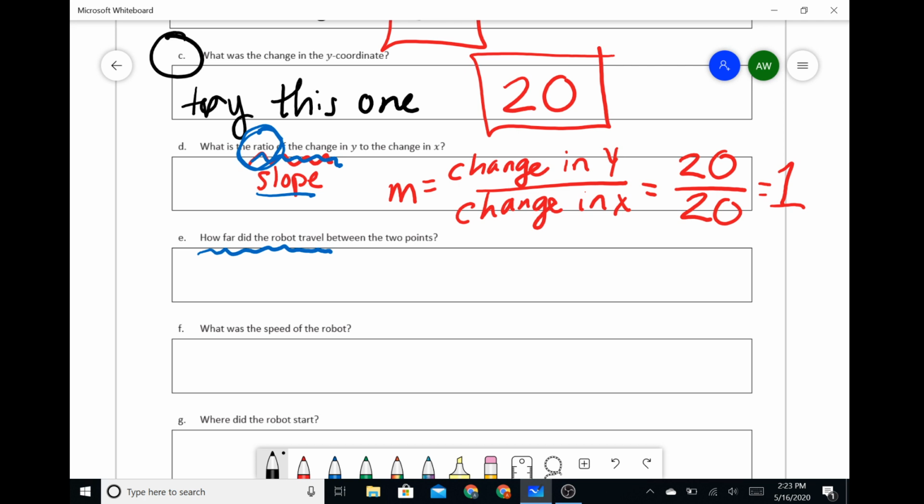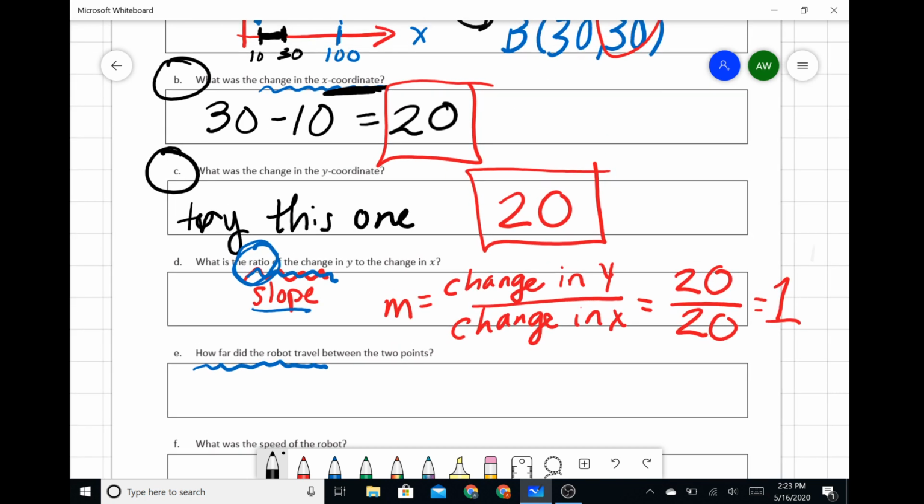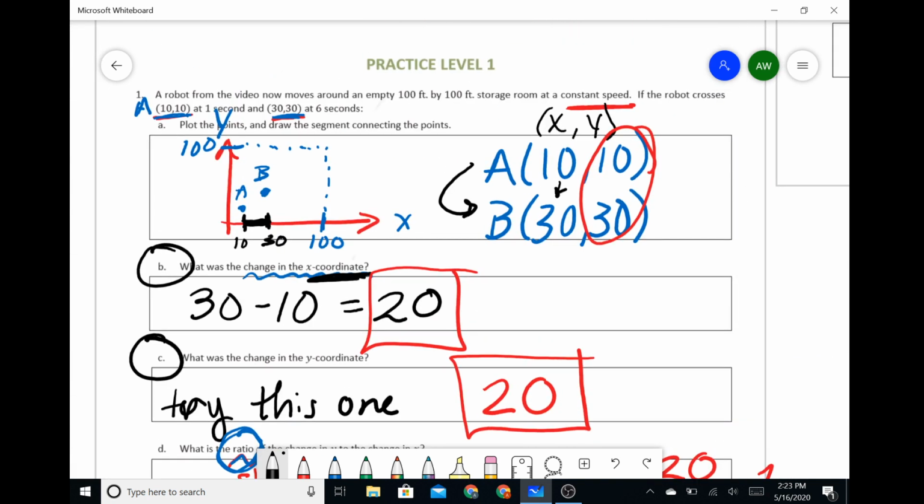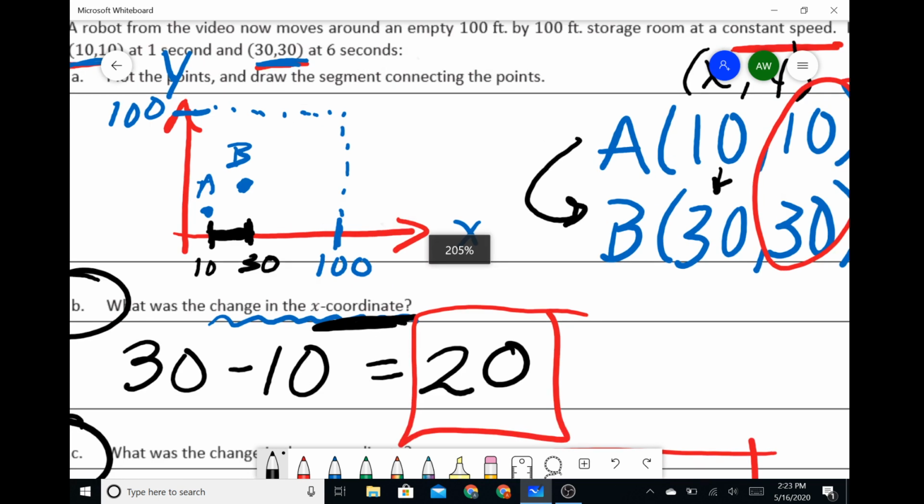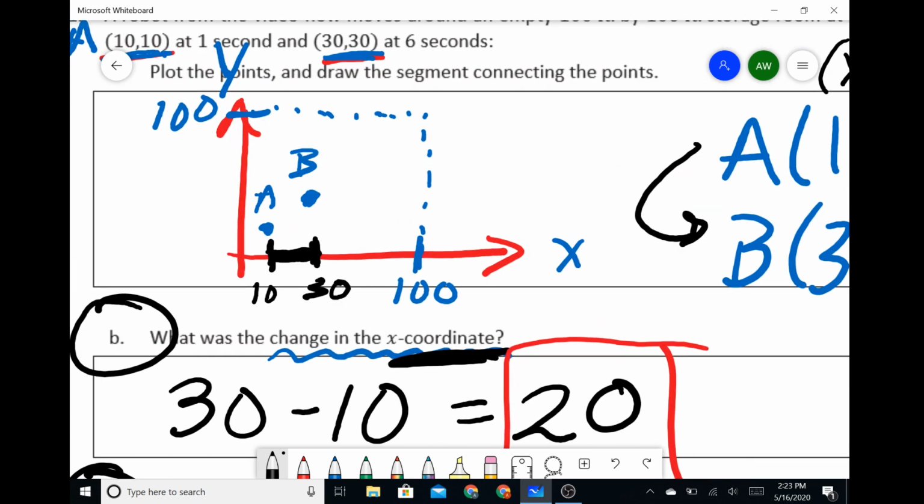Okay, so if we're thinking about this as the Pythagorean theorem, we're going to zoom in on our graph that we made up here, right? And we know that this distance here, the change in x, we know that that's 20, right? But we also know that this distance here, how much we changed going up and down in the y direction, is also 20. That's what that part C was asking us, that you gave me that answer, right?